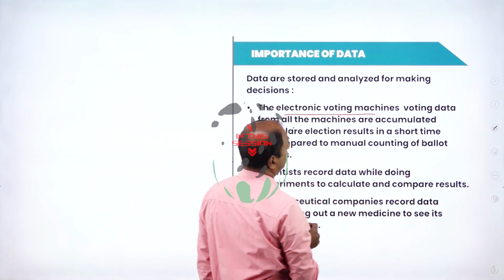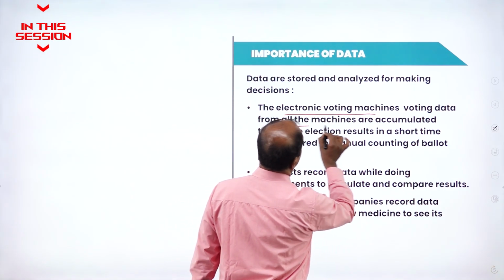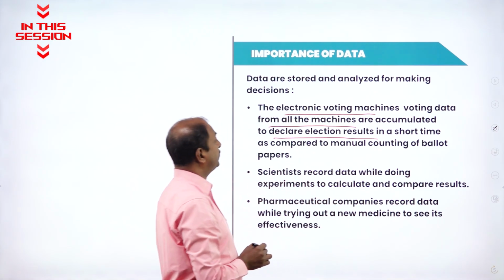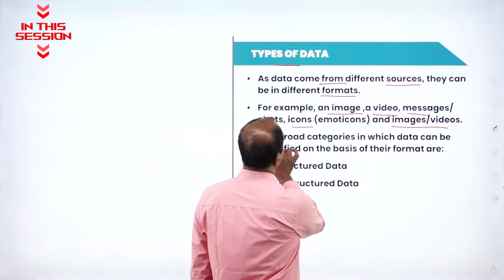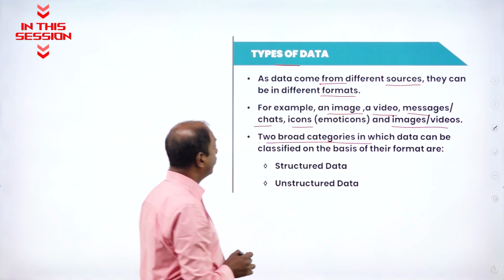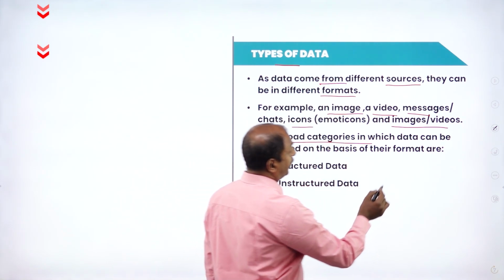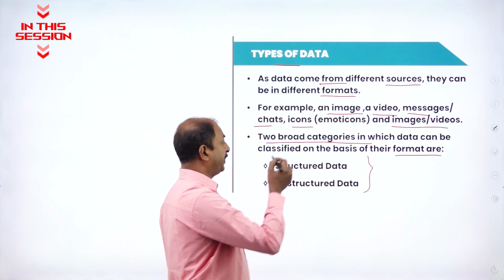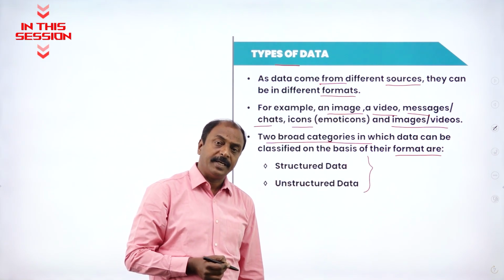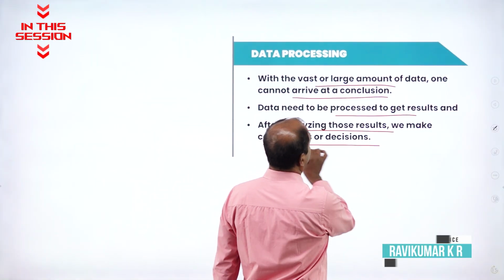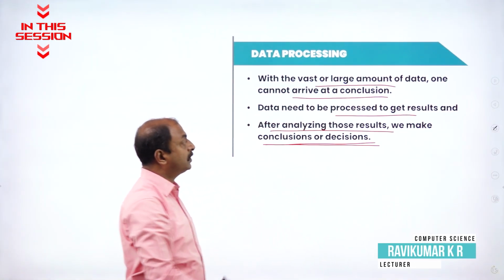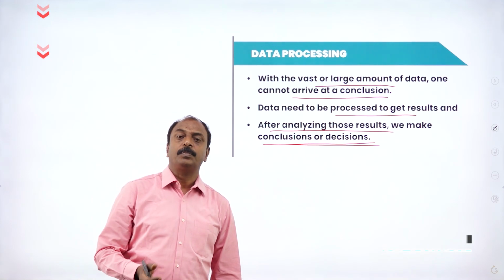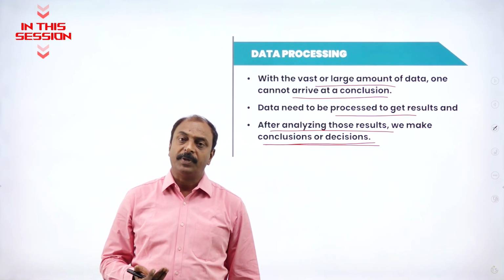Electronic voting machines: voting data from all the machines are accumulated and the election result is declared. It is also an example of data. The two broad categories in which data can be classified on the basis of their formats are structured data and unstructured data. Data processing is used for making conclusions or decisions, because without data processing it is not possible for us to get the proper results.